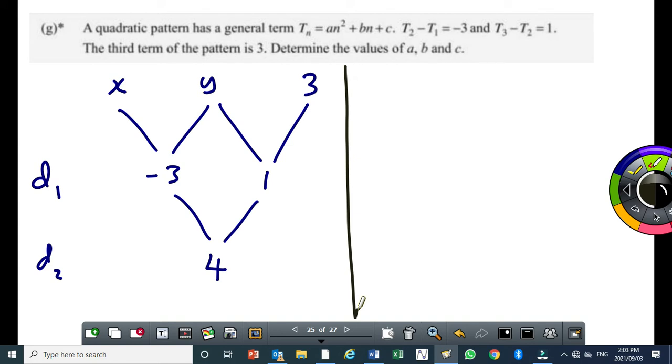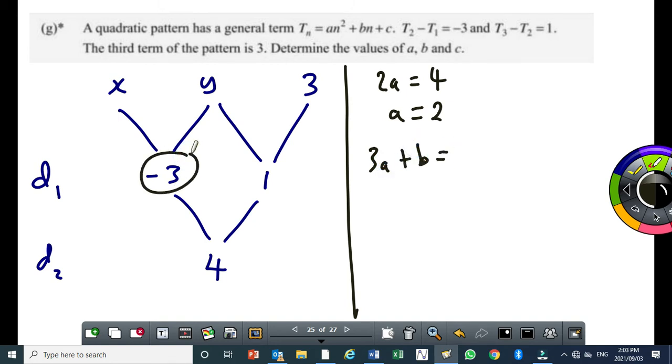So to calculate A, remember 2A is equal to 4, so A is going to be 2. Then 3A plus B is equal to this term, so that will be equal to minus 3.